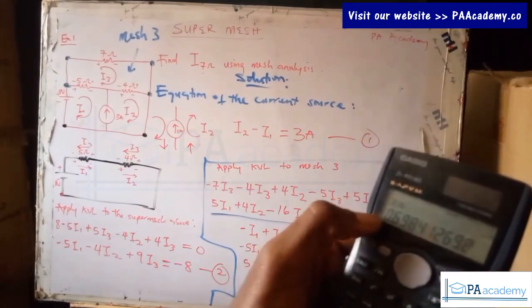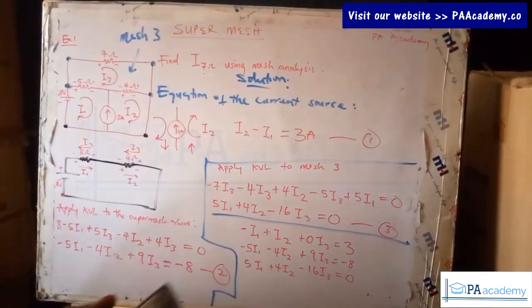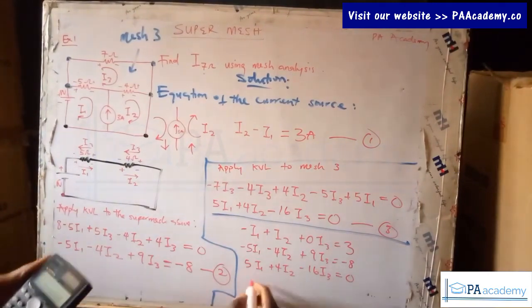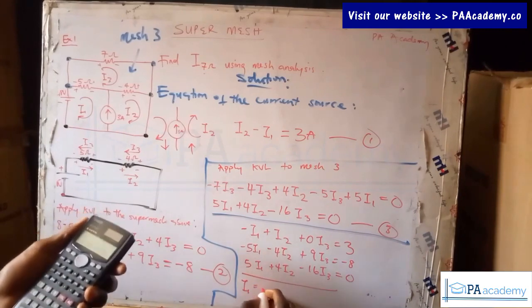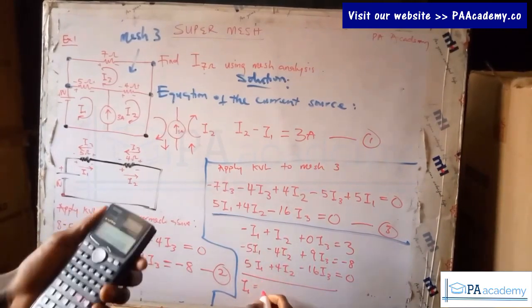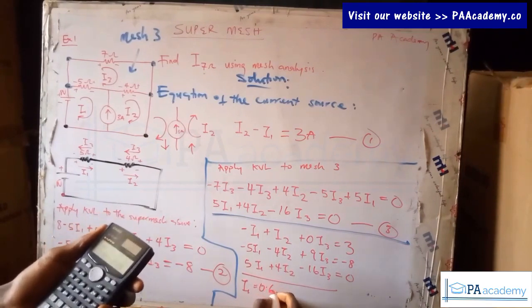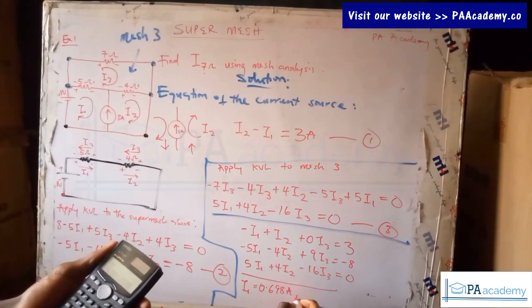So with this, now x is 0.69. That x means our I1. So let me write that down. That I1 is equals to, I hope you can see it, 0.698. Don't forget to always put your unit, amperes.